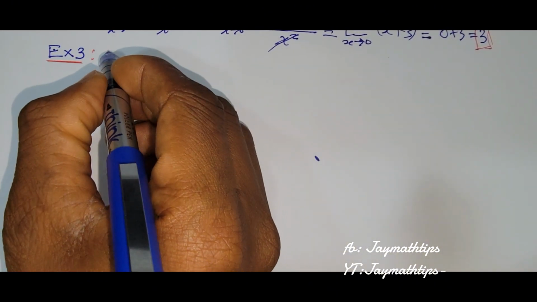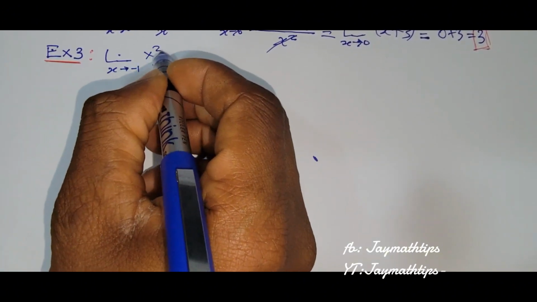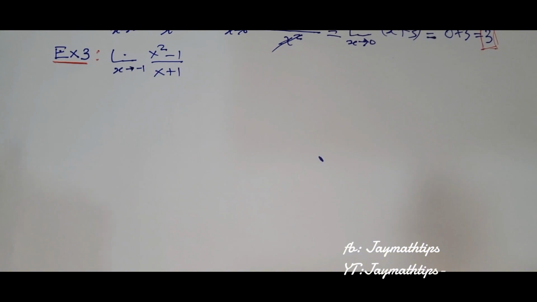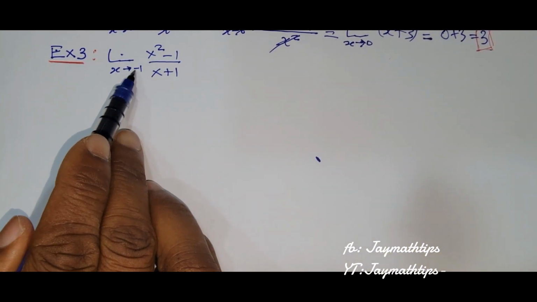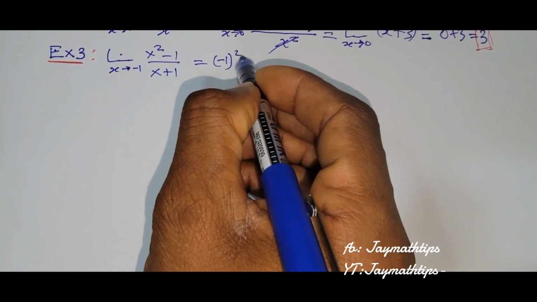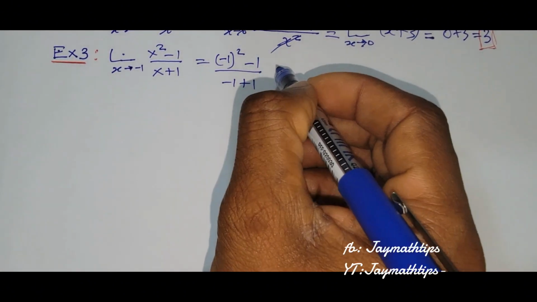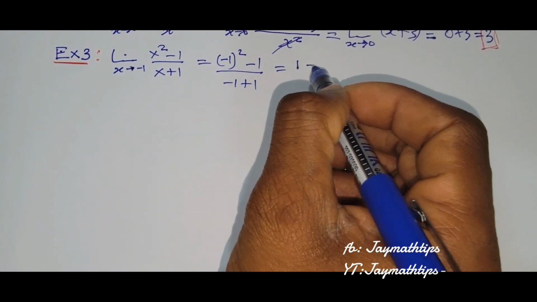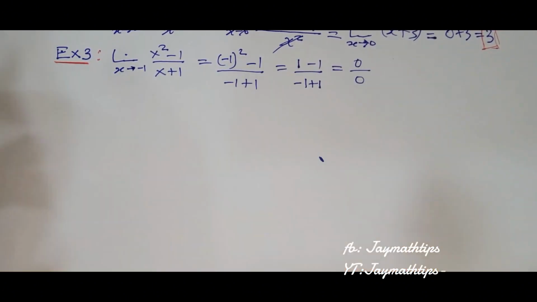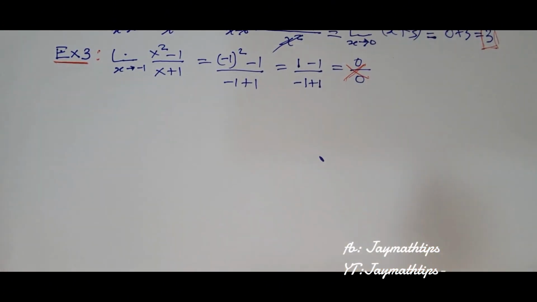So in example 3, we have the limit as s approaches minus 1 of s squared minus 1 all over s plus 1. Remember, test the limit by plugging this value in. Let's see what will happen. By the time you do that, you have minus 1 squared minus 1 all over minus 1 plus 1. And you have 1 minus 1 all over minus 1 plus 1. And the answer here is going to be 0 all over 0. And this does not exist. The answer here does not exist. You try something else.